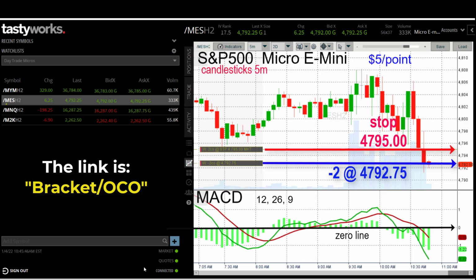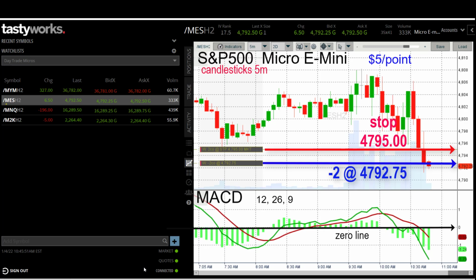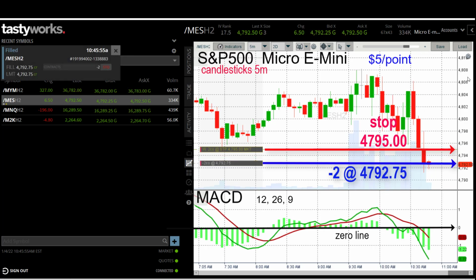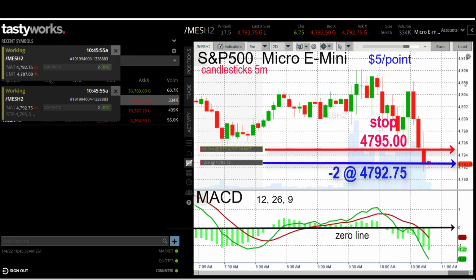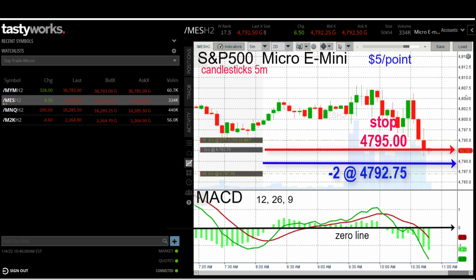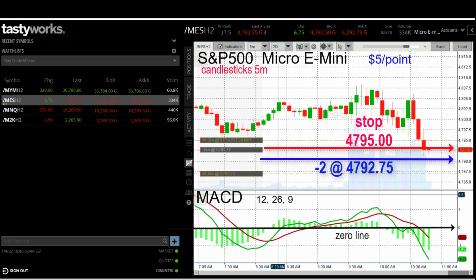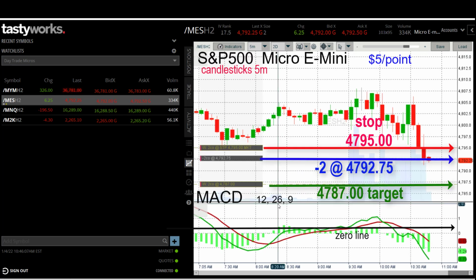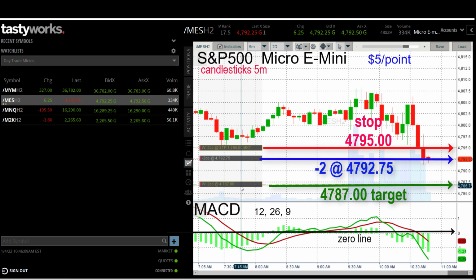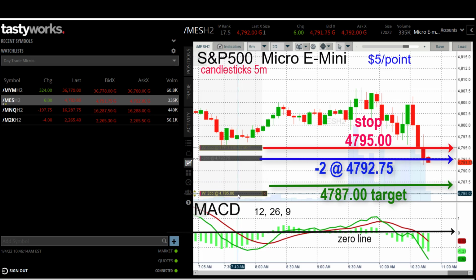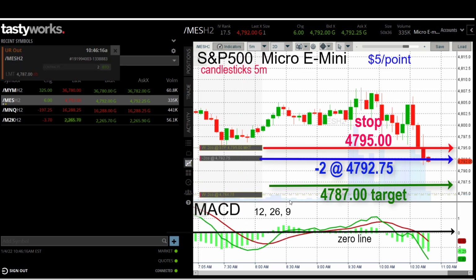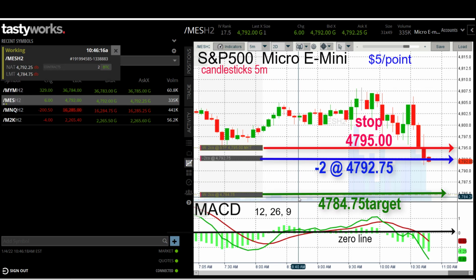So the trade's underway. You see my stop loss is up at 47.95. If that price is hit, it becomes a market order that exits me from the trade. That's called a stop market order, a type of stop loss order. And now I'm doing a little reconfiguring here. I still have my stop up there at 47.95, but I've moved my target to 47.87. That would be about $57.50 if I hit that target.